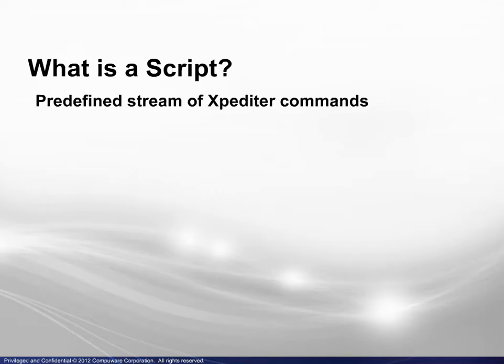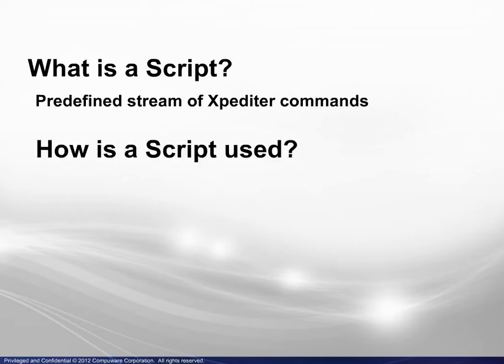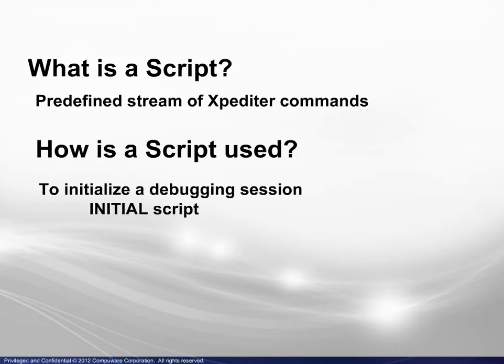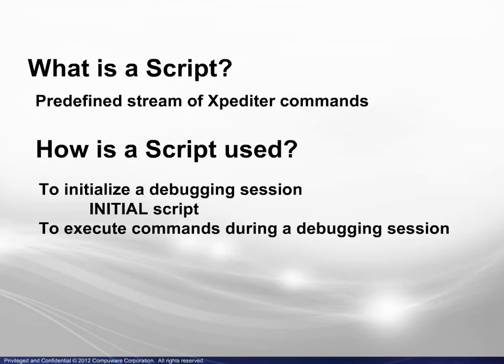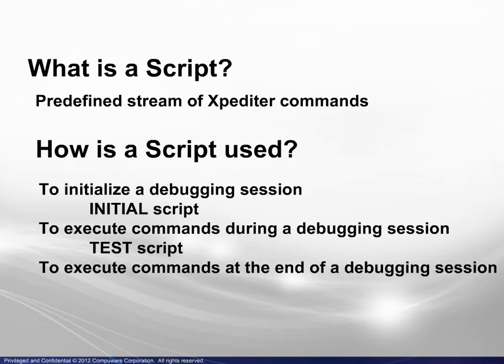A script is a predefined stream of Xpediter commands. Scripts are used to initialize a debugging session. This is called an initial script. To execute commands during a debugging session. This is called a test script. And to execute commands at the end of a debugging session. This is called a postscript. Let's have a look at how this works.